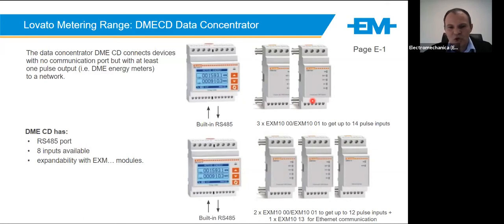So without having to change out a whole lot of gear in the field, I can still use some old stuff, connect those pulses back to a device similar to this or this, and then take the data elsewhere. Important note, it is an expandable device. In this case, up to 14 pulses could be done. Ethernet communication could be added on, RS485, whatever is required for the customer.